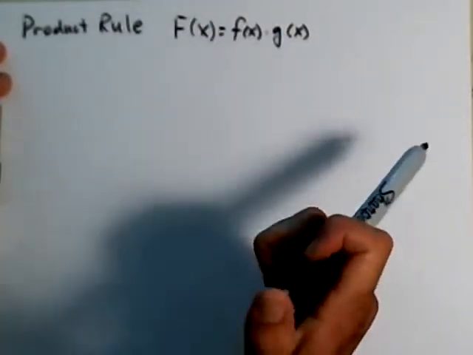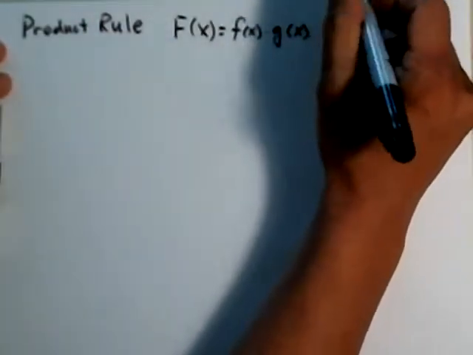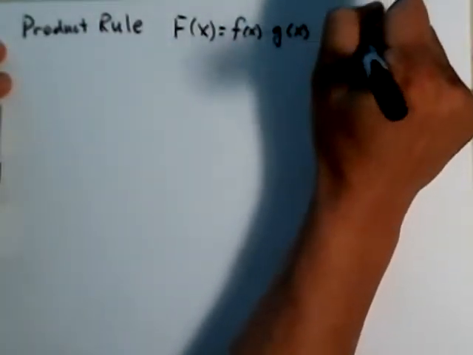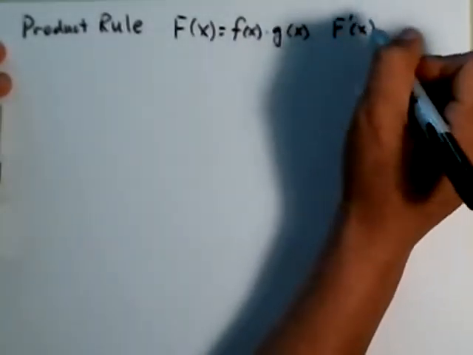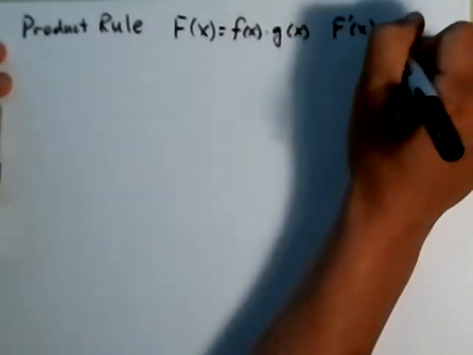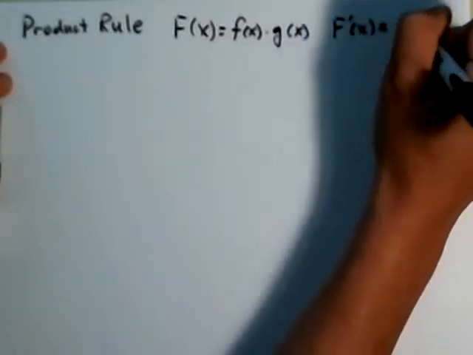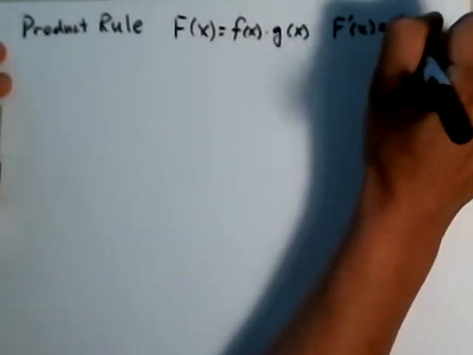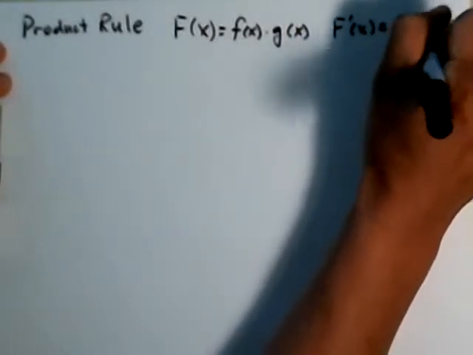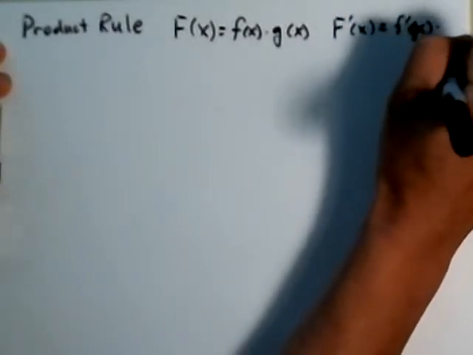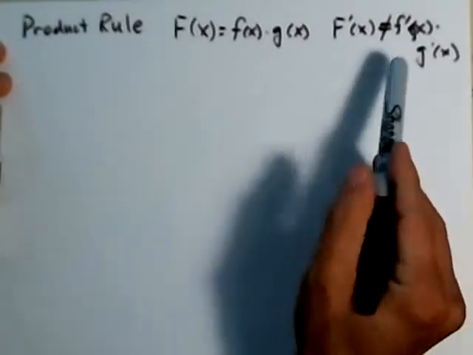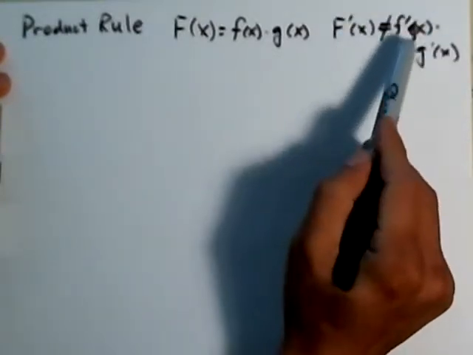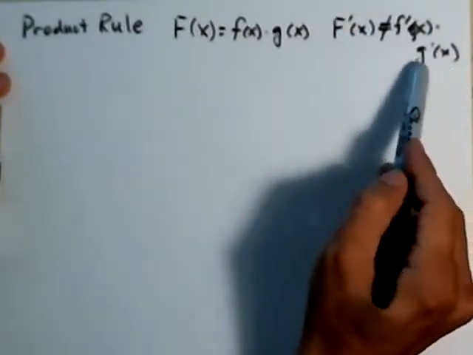A lot of students, when they first start off looking for the derivative, remember it's the first derivative, which is going to be the tangential function. They say it's going to look like this: f prime of x times g prime of x. That is absolutely false. So make sure it's not going to be something like f prime of x times g prime of x.